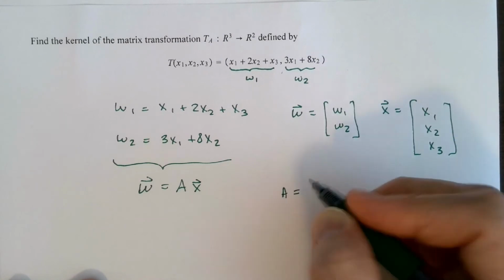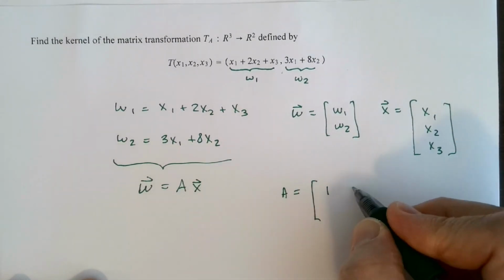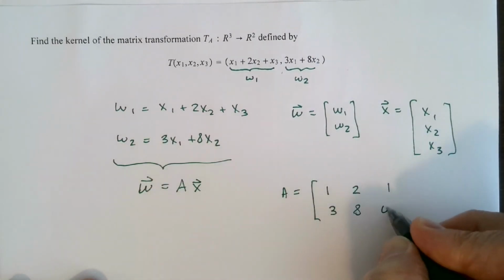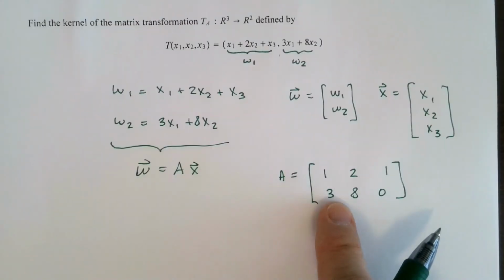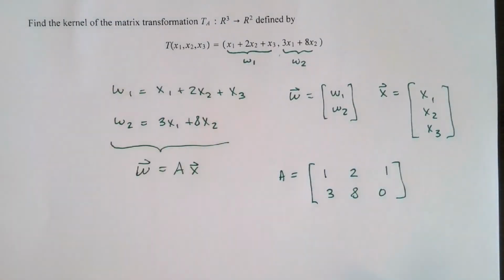And A is what? Our coefficient matrix, which is, notice, going to be 2x3. 1, 2, 1, pulling off the coefficients here. 3, 8, 0. So if I multiply A times X, I get this. And then W is equal to that. So that's the matrix equation for that.